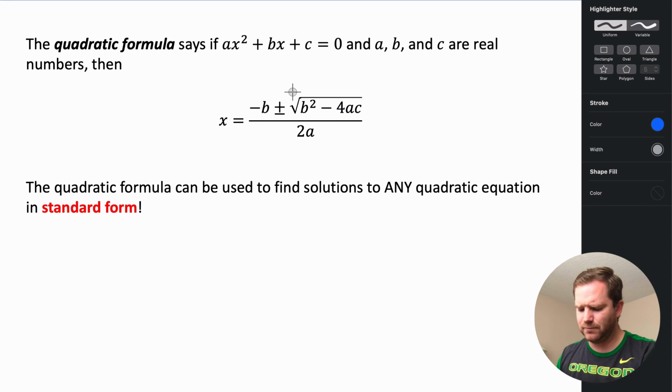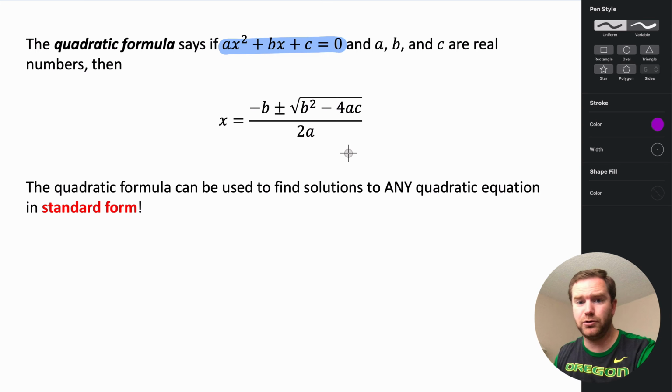So what is this really saying? This is saying that if you're given an equation in standard form, then we can use this formula to find the solutions. So we can find the solutions or the roots, zeros, x-intercepts, those are all the same thing, to this quadratic equation in standard form.